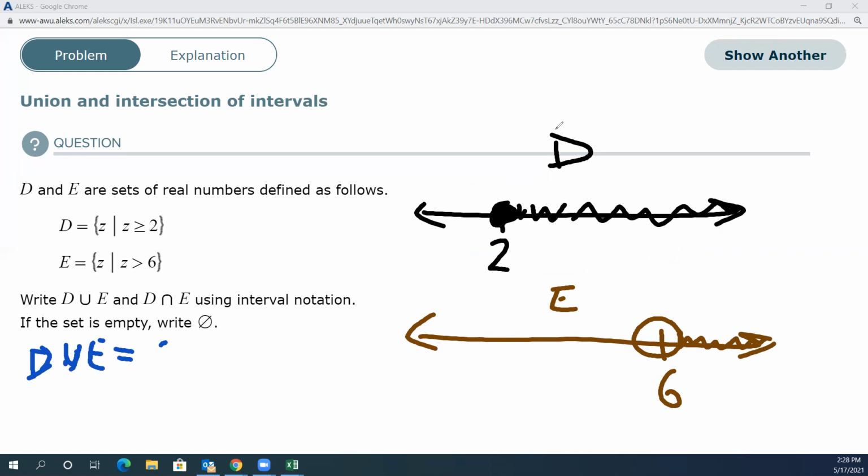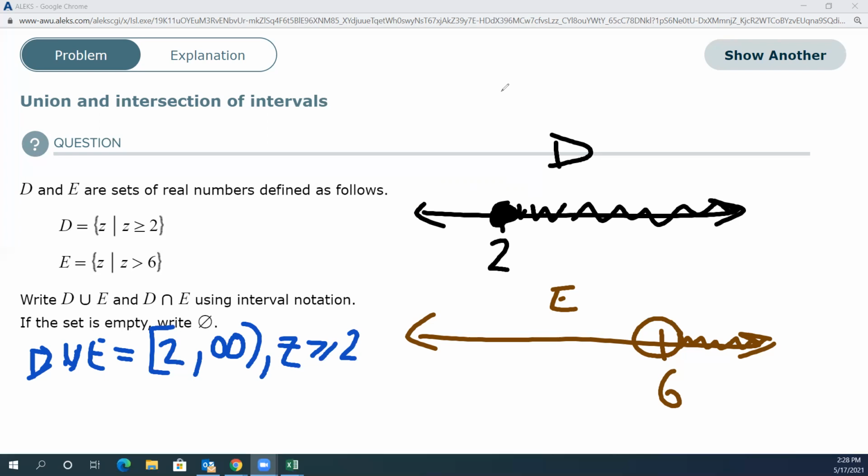So it would be all numbers that are 2 to infinity. That would be one way to write it. That's interval notation. The other way would be all numbers, and they're using Z, so I'll use Z, greater than or equal to 2. And that would be inequality notation.